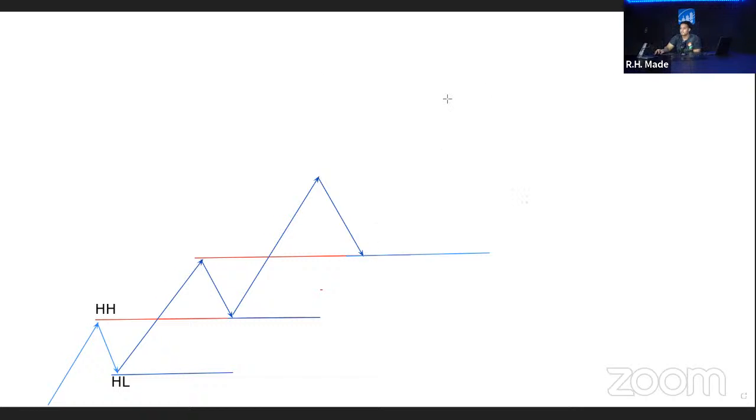And then oftentimes you will see a very familiar pattern called the head and shoulders. The head and shoulders pattern just signals that possibly the uptrend is over. So I'm going to use red for the downtrend.